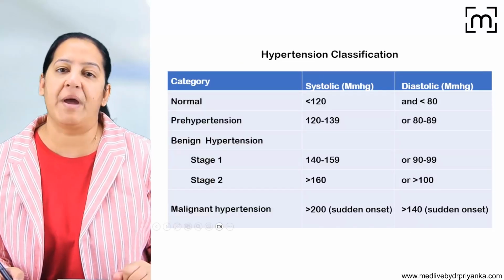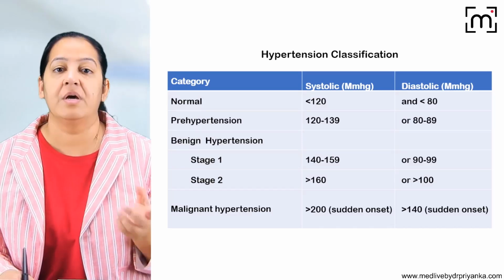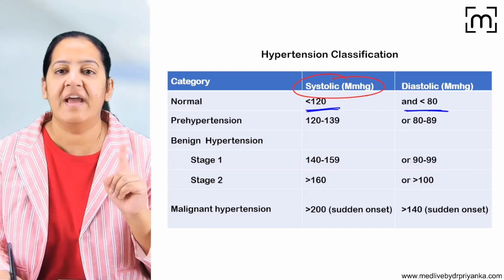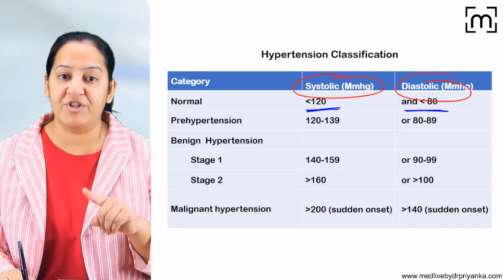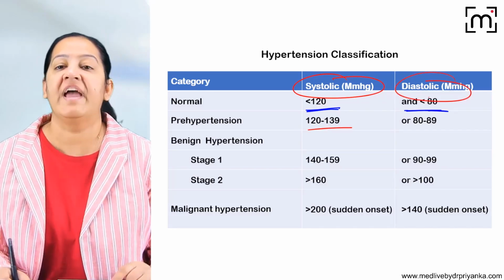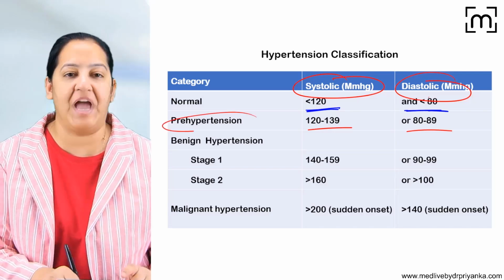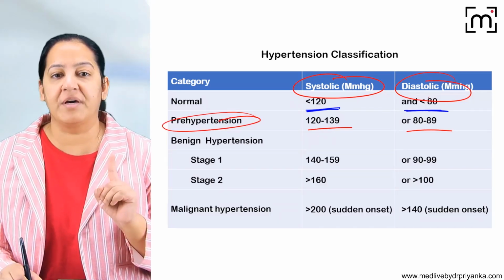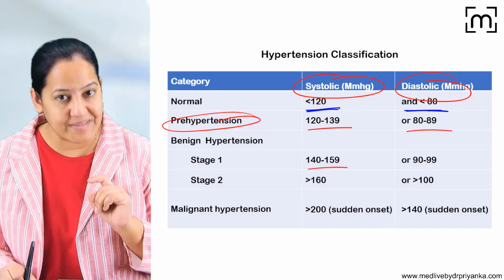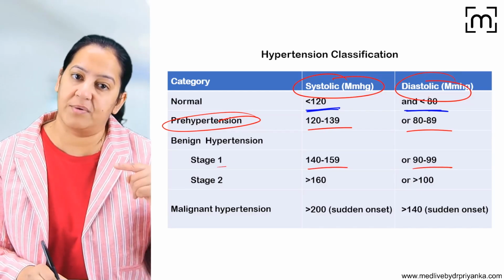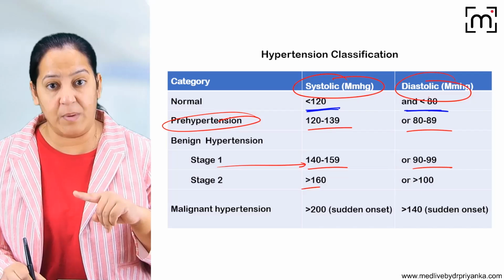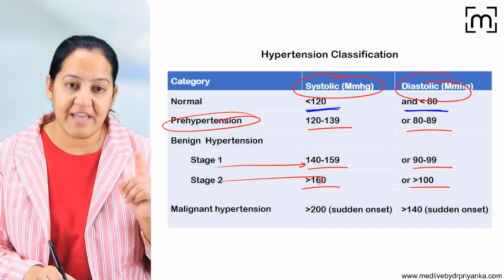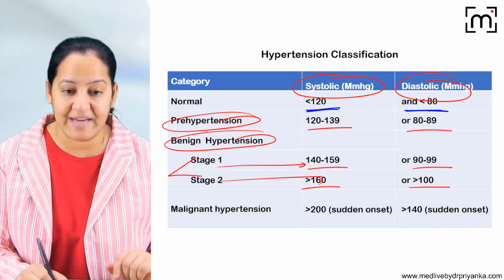So what is the classification of hypertension? What are the types of hypertension? Normal blood pressure is 120 and 80. Systolic is 120 and diastolic is 80. When the systolic blood pressure is 120 to 140 and diastolic is 80 to 90, it is known as pre-hypertension. It is not hypertension, it is pre-hypertension. When the systolic blood pressure is between 140 to 160 and diastolic is 90 to 100, it is known as stage 1 hypertension. When systolic is 160 to 200 and diastolic is 100 to 140, it is known as stage 2 hypertension. Stage 1 and stage 2 hypertension are the types of benign hypertension.